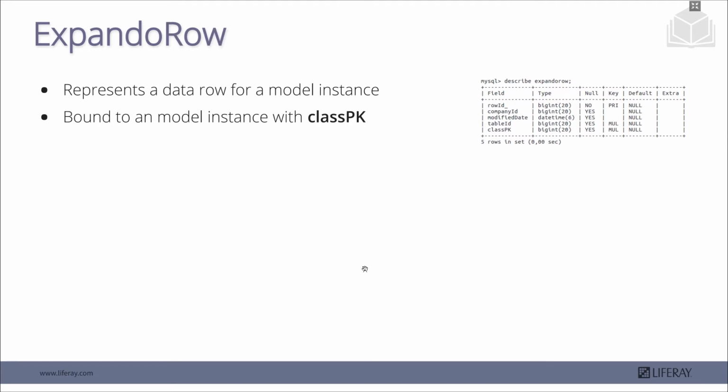The Expando row is seen in the database, in this Expando row table, as the class PK. So this is an actual row. So the whole entity itself, the specific custom field, its value can all be seen within the Expando row.